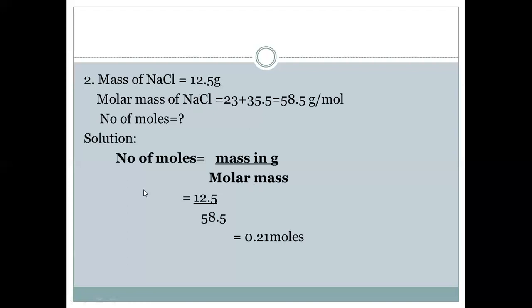In all these examples and in all these self-assessment exercises, you have to use these two formulas. So learn these two formulas properly and then apply them on all these numericals.